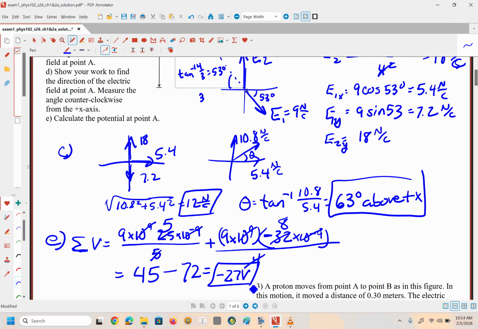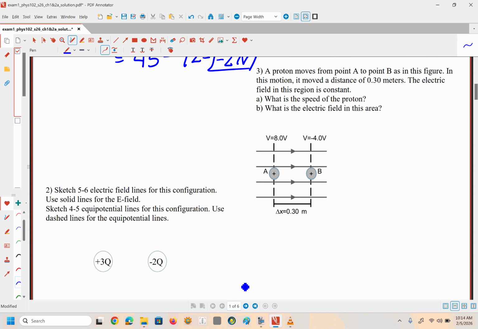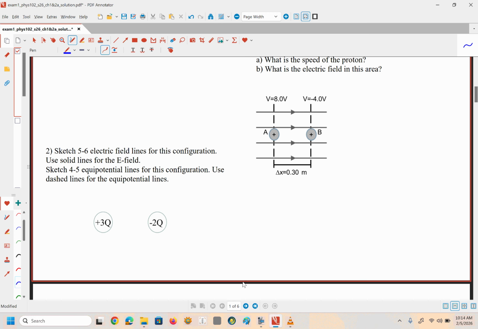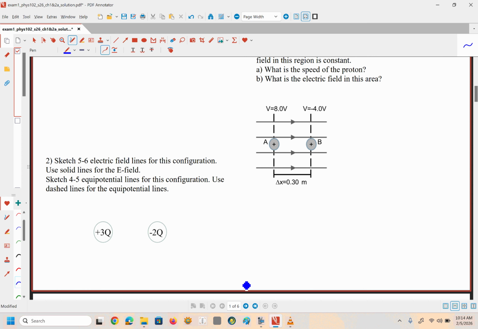All right, so that's that one. Now in this one, I want you to sketch 5 to 6 electric field lines for this configuration, use solid lines, and then sketch 4 to 5 equipotential lines. Notice here I have a 3 to 2 ratio. So if I have, say, 6 lines coming out of this charge, then 4 of those lines are going to end because I have a 3 to 2 ratio.